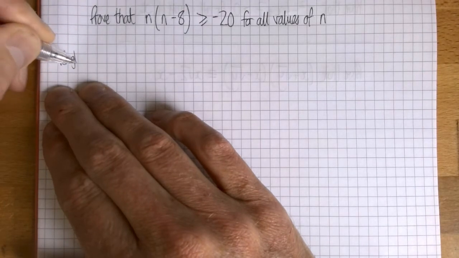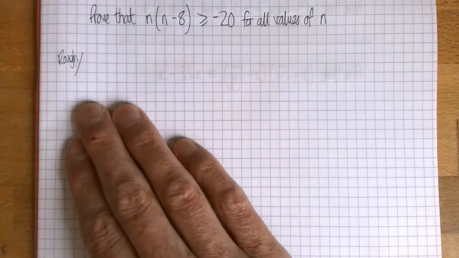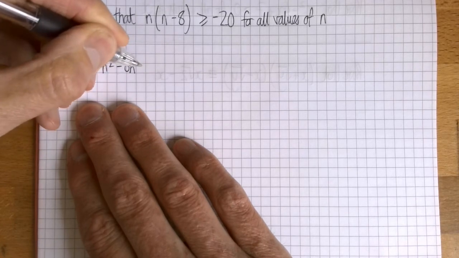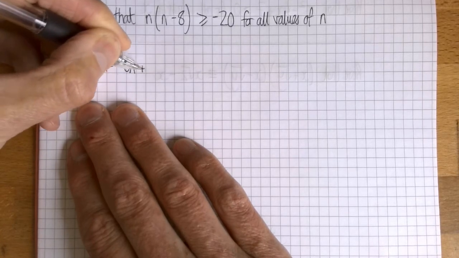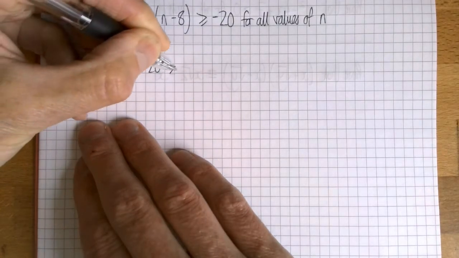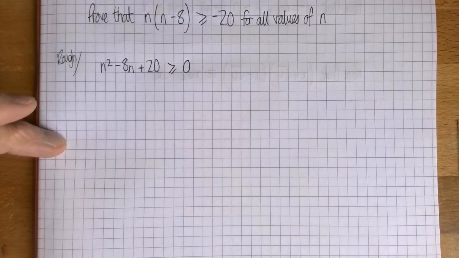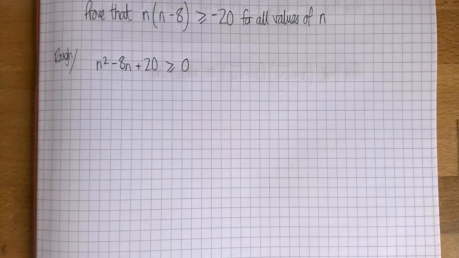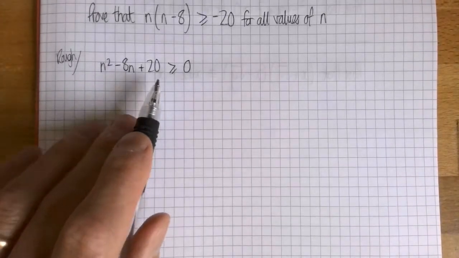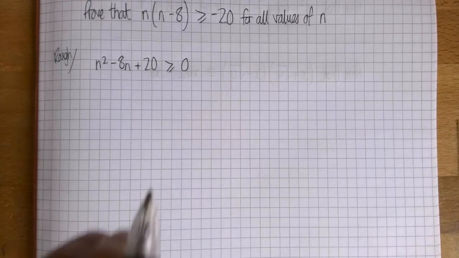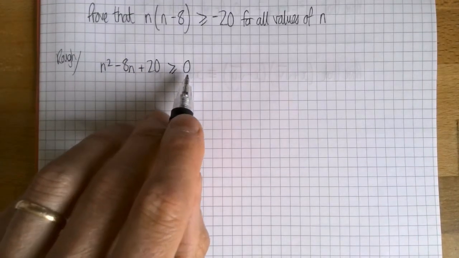So I will expand the left-hand side and add 20 to both sides. So I've got that, and then I just hope that that's going to factorise into a perfect square. It doesn't. I can't factorise this as something squared. How am I going to prove that it is greater than or equal to 0?